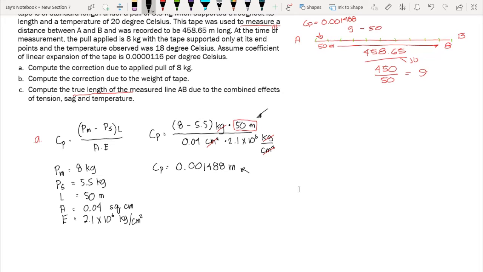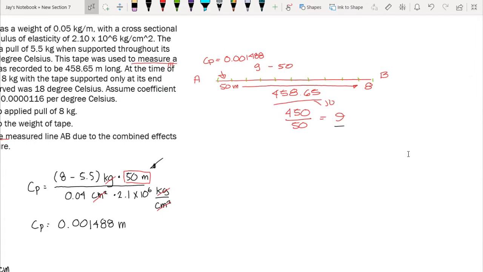Again, this is not the final answer, since this one is the correction due to pull for every 50 meter length. This is not the total correction for the entire length from A to B. So in order to compute the total correction, we need to count how many 50 meters we have in the entire length, from A to B. Since we are using a 50-meter tape, we cannot measure entirely from A to B since the measured length is 458.65 and the maximum length that our tape can measure is only 50 meters.